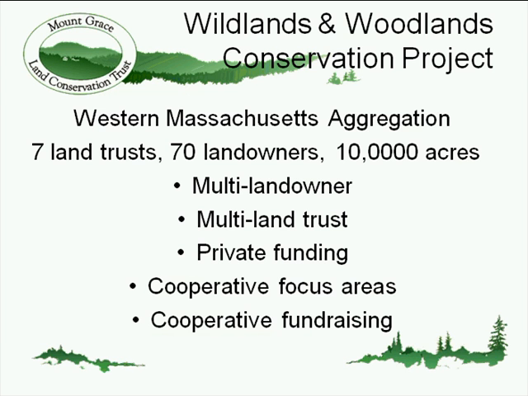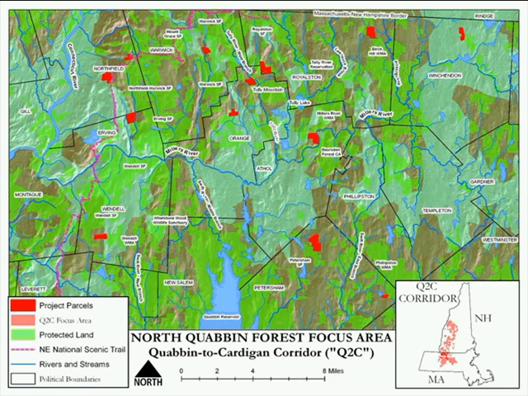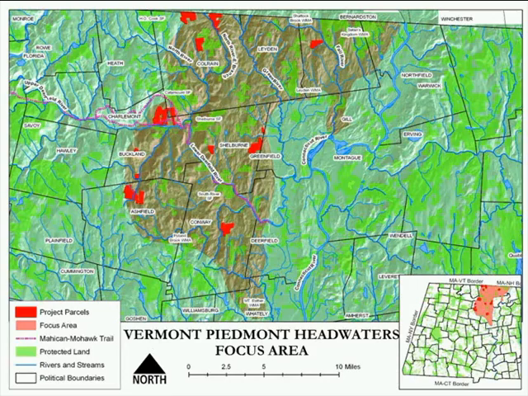So I'll just briefly show you an example. This is the North Quabbin Forest focus area. What's important here is that all of these projects are not Mount Grace projects. So we pick a focus area, and where we have multiple partners active in those areas, the projects are brought together cooperatively. And this is another focus area in the Wildlands and Woodlands project, the Vermont Piedmont Headwaters, same thing: multiple land trusts, one focus area, and we're fundraising cooperatively.